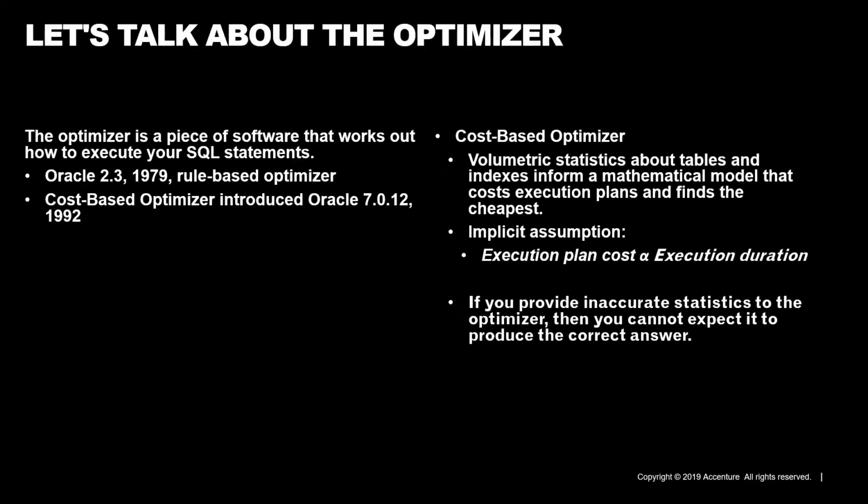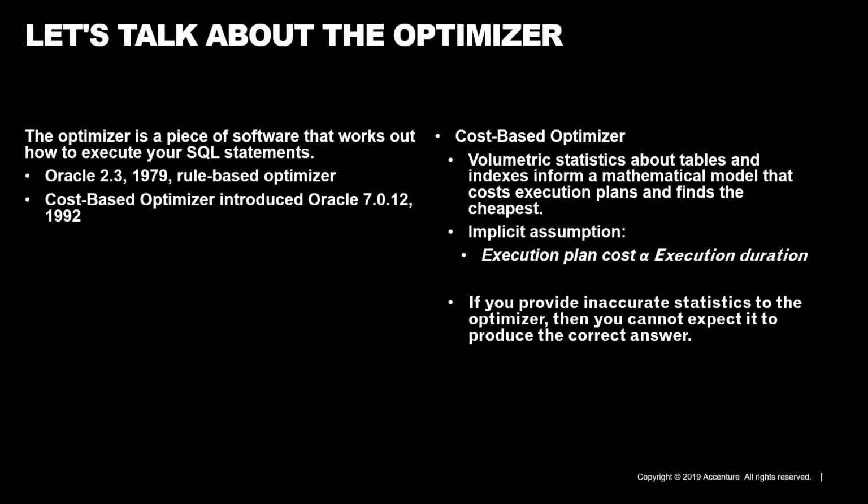Instead, in 1992 in Oracle 7, it was superseded by a cost-based optimizer. Here we collect volumetric statistics about tables and their indexes, things like the number of rows, the number of blocks, the number of distinct values in each column, the range of values and distribution of values in a column.